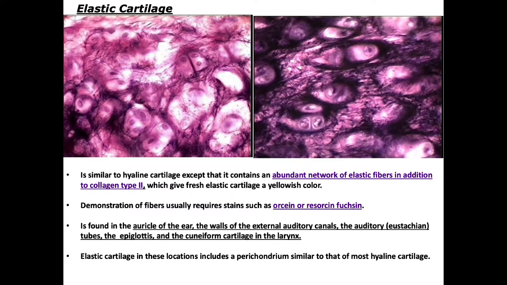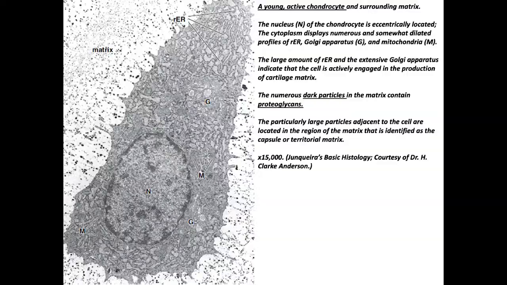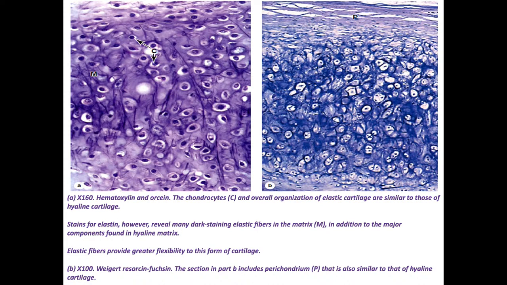So elastic cartilage with the cells. And what is this? Elastic fibers. So this black, dark stain, these are elastic fibers. The same is here too. Sorry. Look, these fibers are elastic fibers. Cells, nuclei, some cells are again well preserved, some of them not.